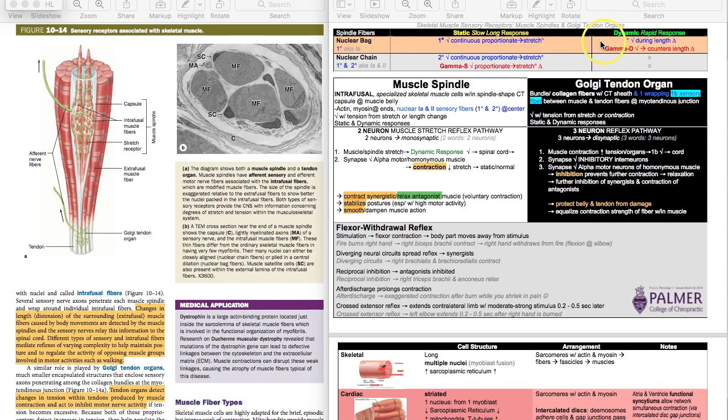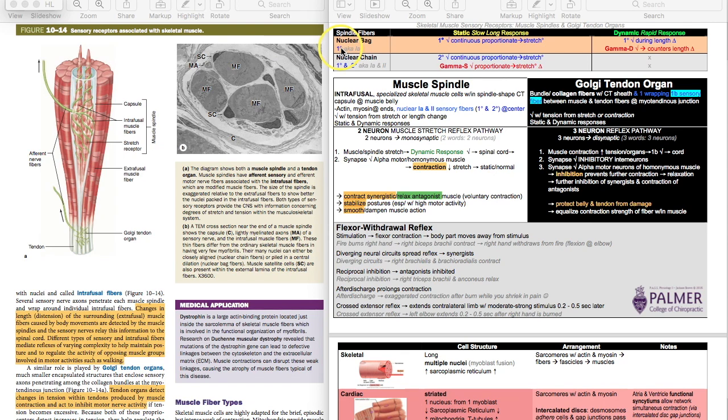If you look at this table, this is all about spindle fibers, and you need to be able to separate and identify what goes with what, as opposed to nuclear bag spindle fibers and nuclear chain spindle fibers. I made the bag brown and silver chain, if color helps you at all. The nuclear bag fibers are going to have primary sensory fibers.